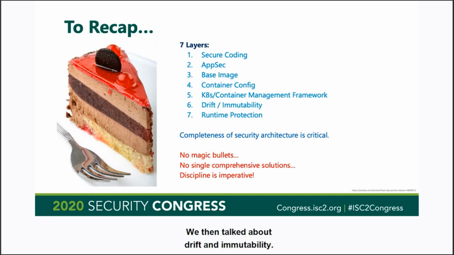We then talked about drift and immutability. The principle of immutability, again, being that we don't want our containers to change at all once they're deployed to production. So everything needs to be baked in prior to check-in to the container registry. And then lastly, our last line of defense here, runtime protection. Completeness of security architecture is absolutely critical.